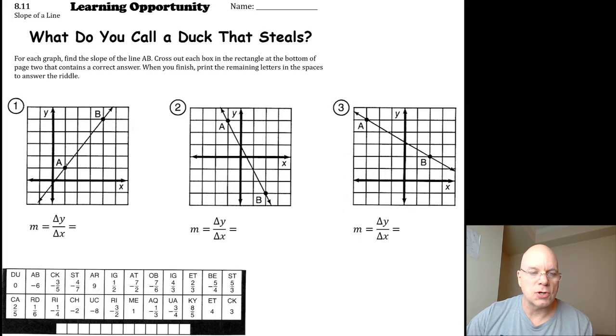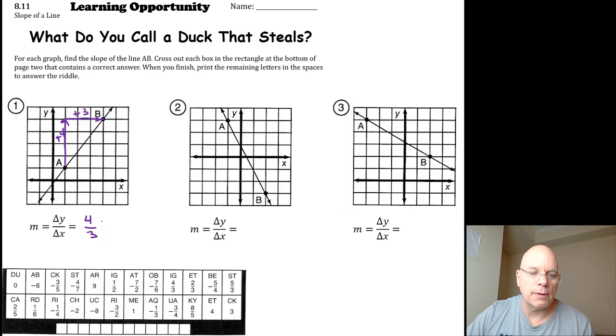I'll start at A and I'll go to B. If I'm going from A to B on number 1, I need to move up 1, 2, 3, 4. So that's a change in Y of positive 4. And then from there I need to move right 3. So that's a change in X of positive 3.